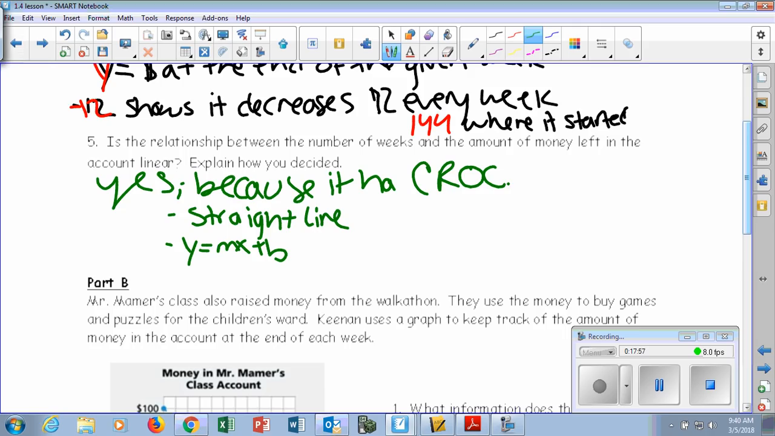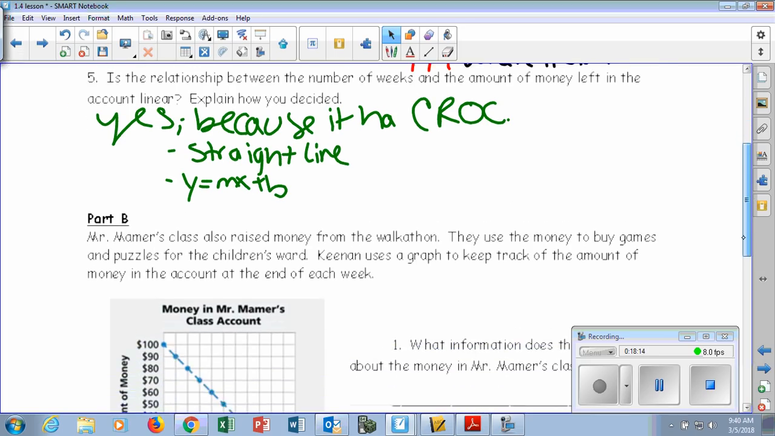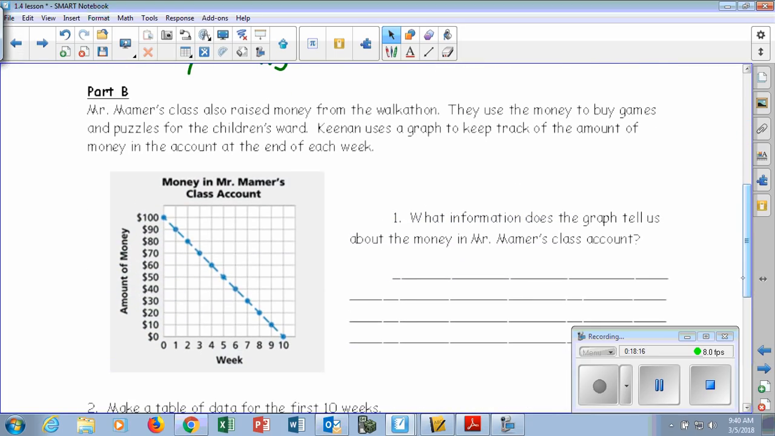Now in part B, it says, Mr. Mammer's class also raised money for the walkathon. They used the money to buy games and puzzles for the children's ward. Keenan uses a graph to keep track of the amount of money in the account at the end of each week. So he created this graph. On the left-hand side, it's the amount of money. And on the bottom in our x-axis, it shows the amount of weeks. So this is the amount of money in our weeks.